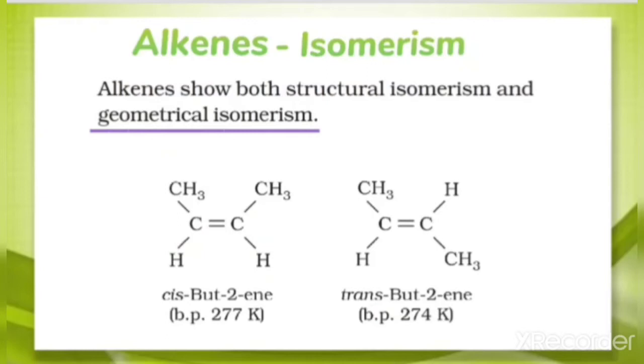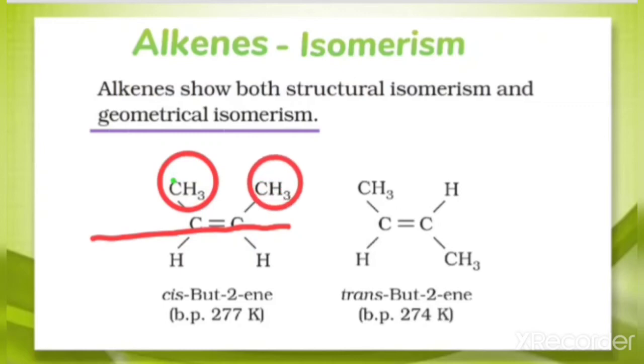Now when you look at this, I told you to make a line along the double bonded carbon, and you can see the same groups are on the same side. You can see both the methyl groups are on one side, and the hydrogens are on the other side. So the identical atoms or groups of atoms are along the same side of the double bond. That's why it is called cis.